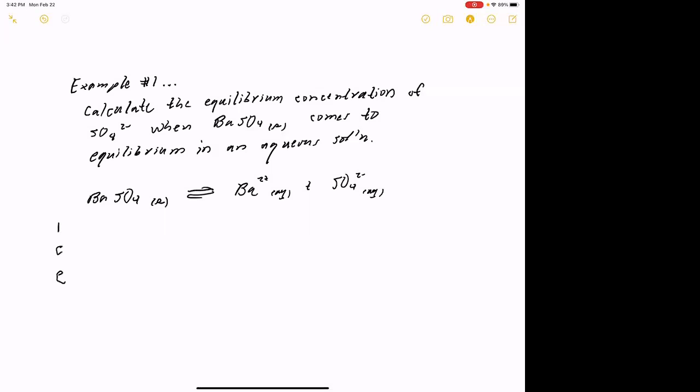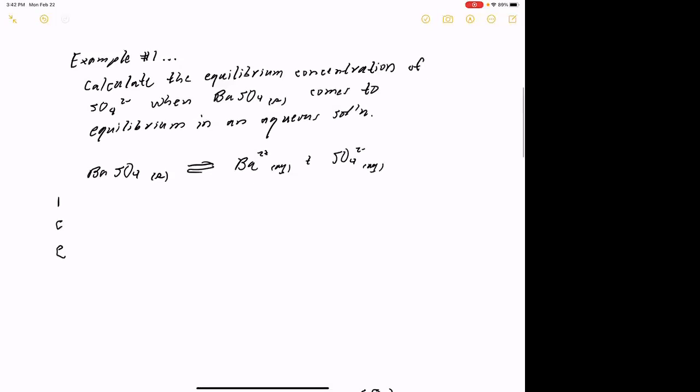It works for any kind of equilibrium problem; it doesn't just work for KSPs or whatever else. It works for any kind of equilibrium problem we want to throw at it. Okay. So here's what it corresponds to. The I stands for initial. So this is going to be a starting concentration if we know it. Okay. C stands for change. It's the change the reaction has to go through to get from an initial set of conditions to equilibrium. And then finally, E obviously is going to be equilibrium. So initial, change, and equilibrium. That's what ICE stands for.